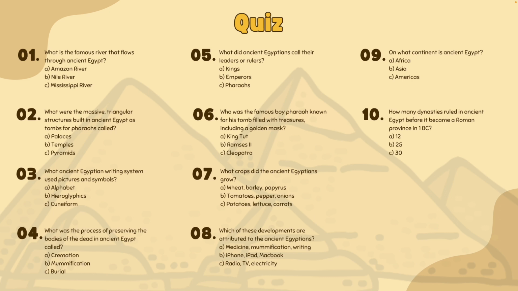Question 9. What continent is ancient Egypt? A. Africa. B. Asia. C. Americas. Question 10. How many dynasties ruled in ancient Egypt before it became a Roman province in 1 BC? A. 12. B. 25. C. 30.